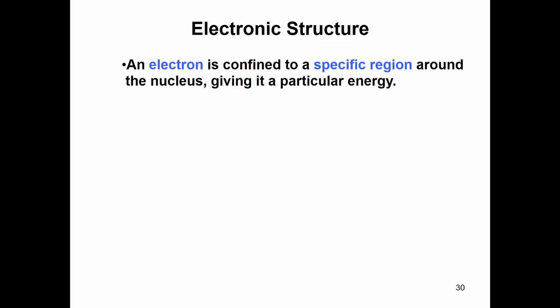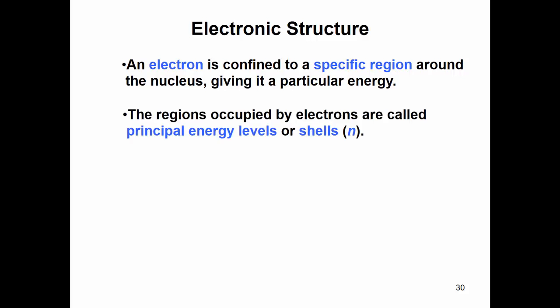Everyone, welcome to the video on electronic structure. We have talked a lot about neutrons and protons and the nucleus, but we've just kind of left out electrons, besides that electrons are in a cloud or electron cloud around the nucleus. But we want to be more specific about this. An electron is actually confined to a specific region around the nucleus, giving it a particular energy.